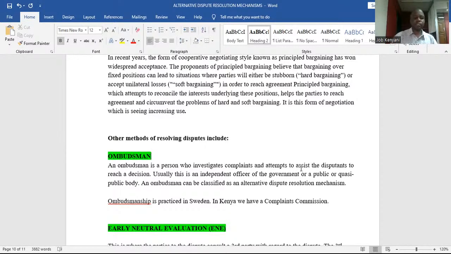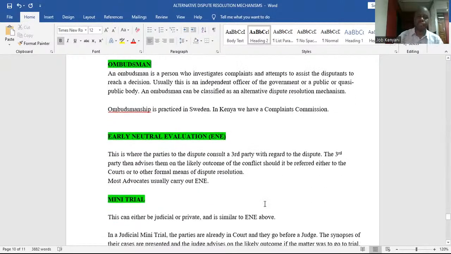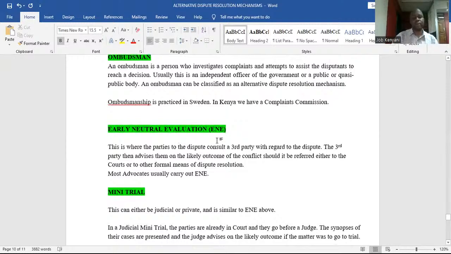Early neutral evaluation. This is where, before you go to the court, you look for a third party who can advise you. The parties to the dispute consult a third party with regard to the dispute. The third party then advises them on the likely outcome of the conflict should it be referred either to the courts or other formal means of dispute resolution mechanisms.